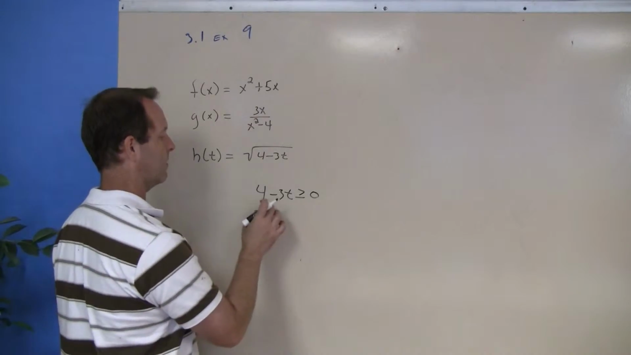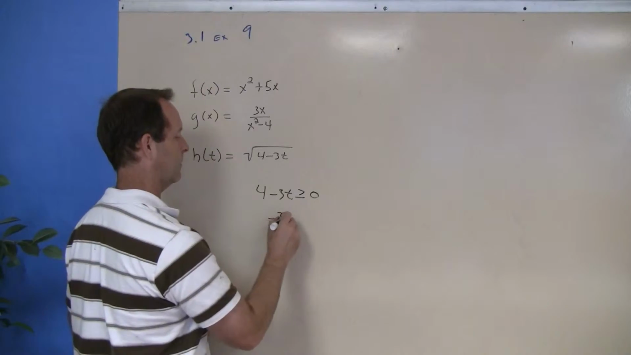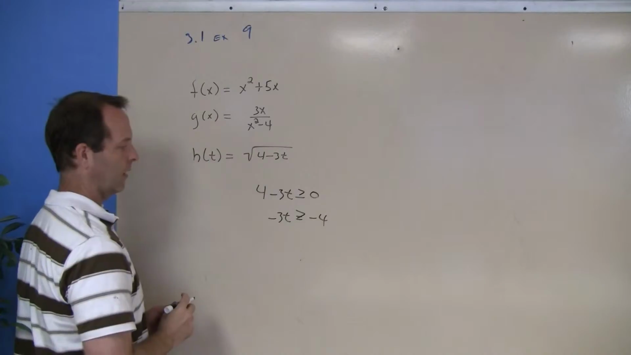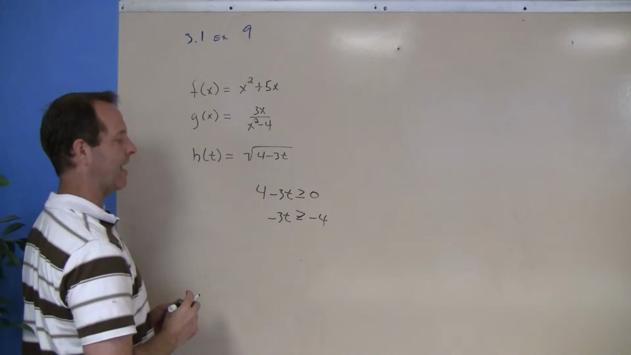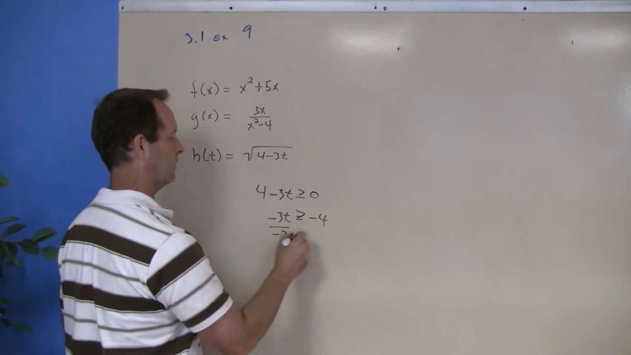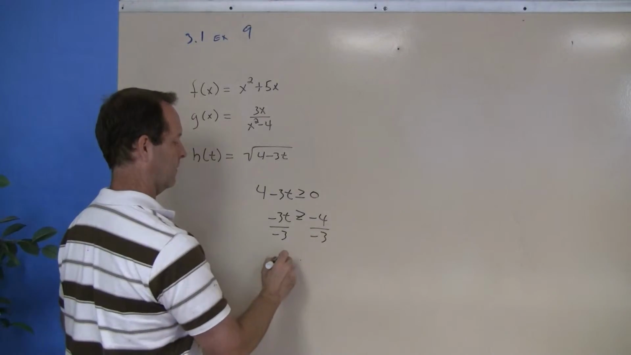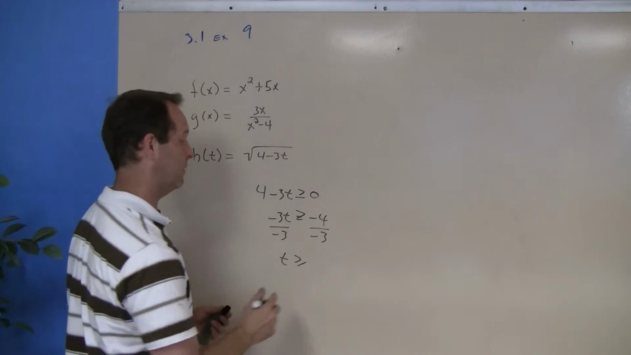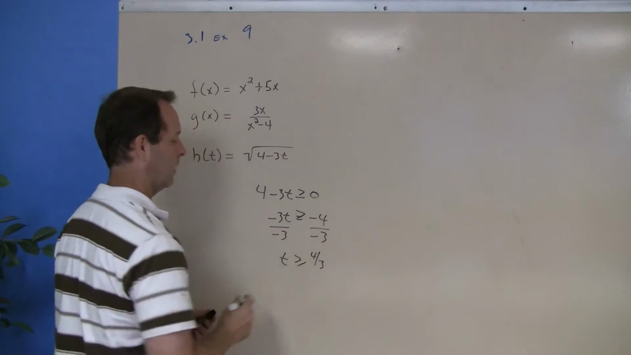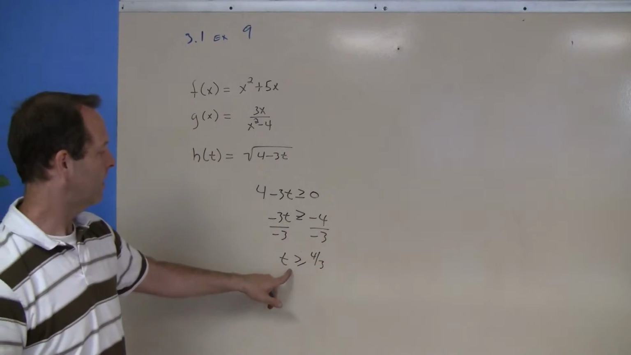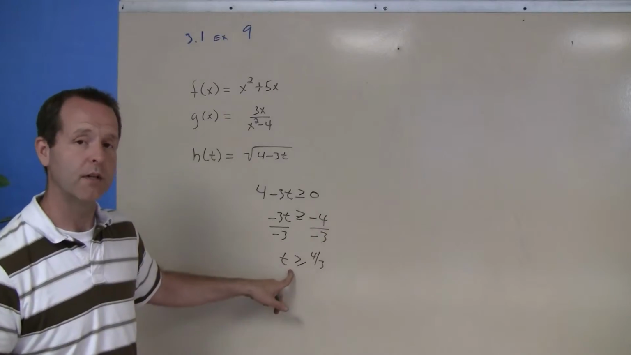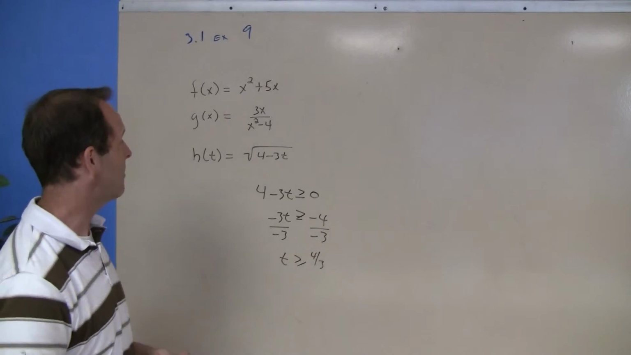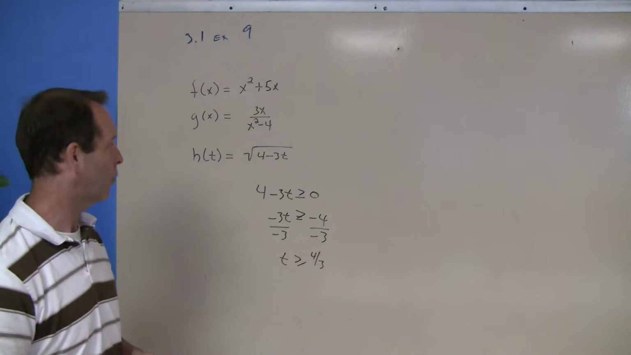Solving that, I'm going to subtract 4 from both sides. I'm going to divide both sides by a negative 3. So t, I have to flip the sign around because I'm multiplying or dividing by a negative. So t, so this is valid. My domain will include all numbers that are greater than or equal to 4/3. A number less than that would not work.